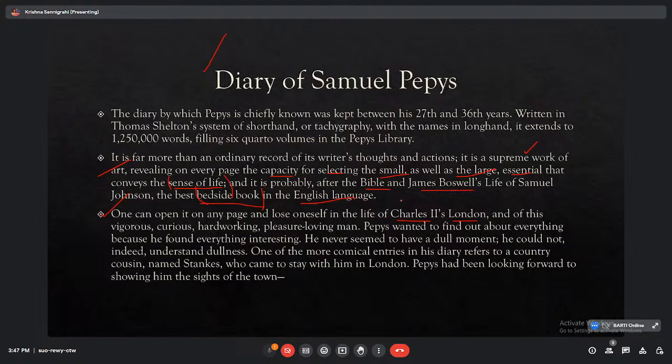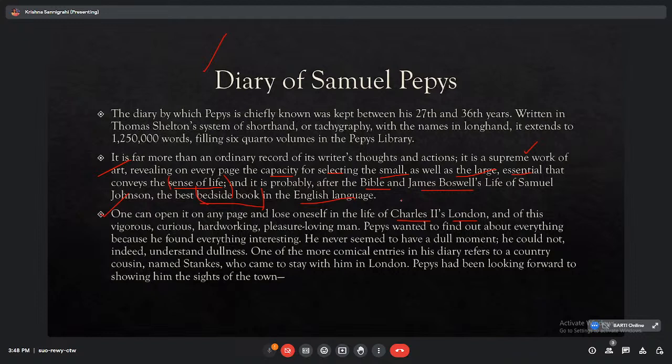So Pepys wanted to find out about everything because he found everything interesting. Now, whose writing would you like? Somebody who is very interested in life and doesn't write anything interesting? Or would you like the account of somebody who is interesting or who writes down interesting things? Whose diary would you like to read?